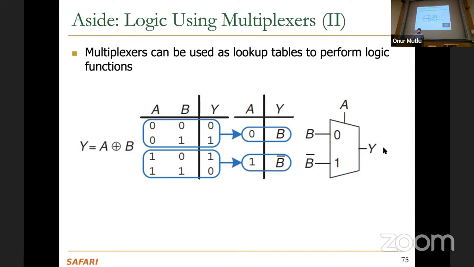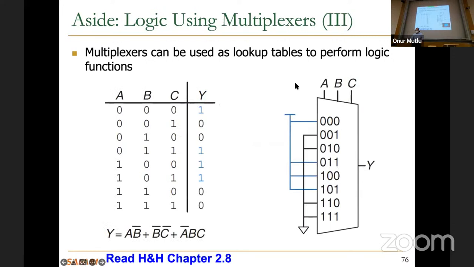You're looking up, based on A, what the output value should be, and that lookup table implements the function A XOR B. Okay, let's take a look at a more sophisticated function. I'm not going to minimize this one, but you can find it in your book also. Basically, this is the minimized version.